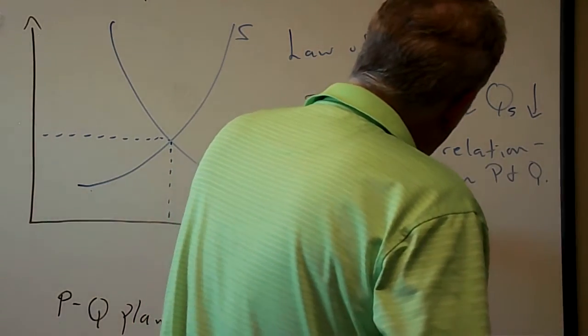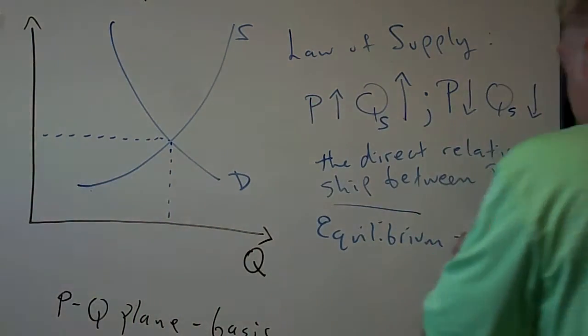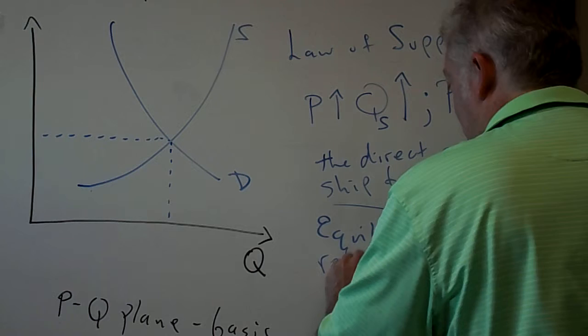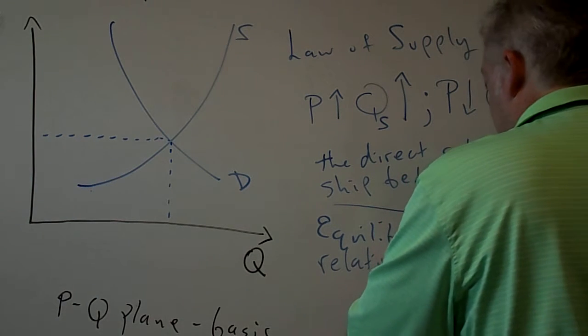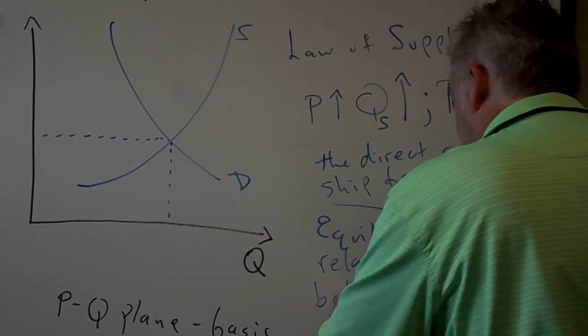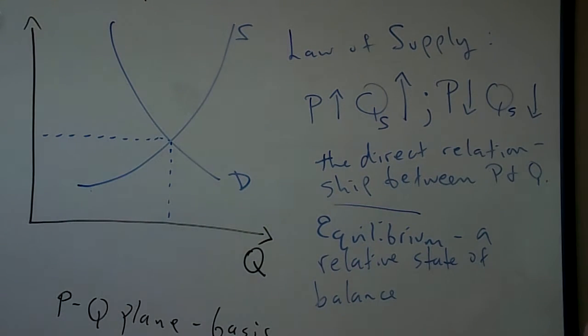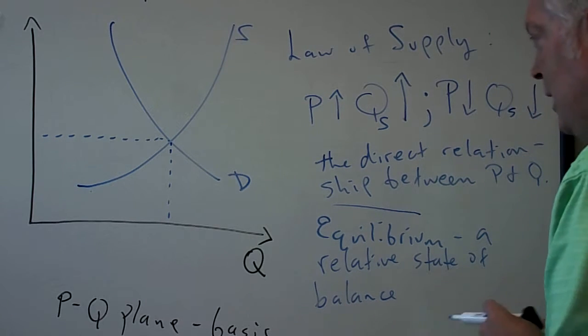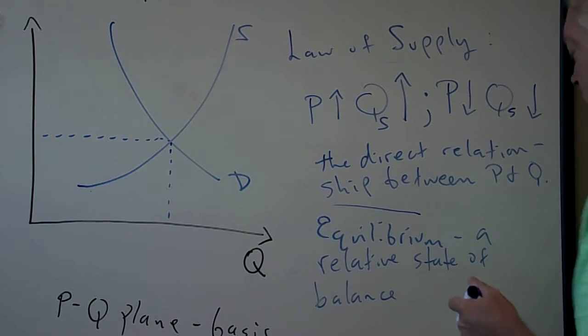Equilibrium. What equilibrium simply is, is a relative state of balance in a market. A relative state of balance in a market. And it's a short-term thing, because we'll see in the next couple of videos some examples of out of equilibrium conditions getting going, and that is a different kind of thing altogether.